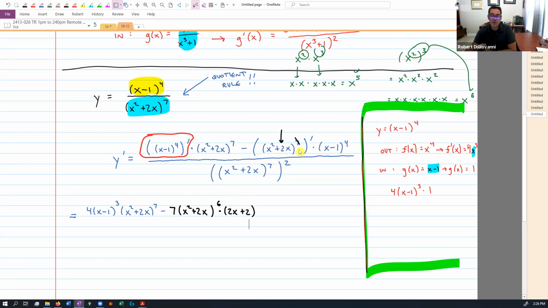And I'm done with the derivative at this point. But I still have this times x minus 1 to the 4th. Then all of that over x squared plus 2x to the 14th, because again, what we just talked about, these two multiply.